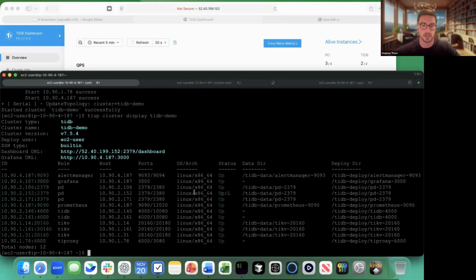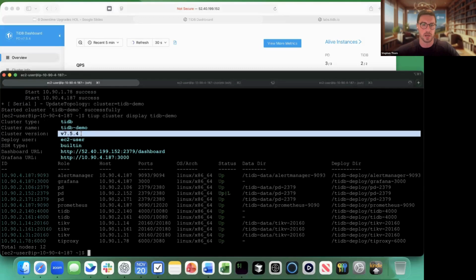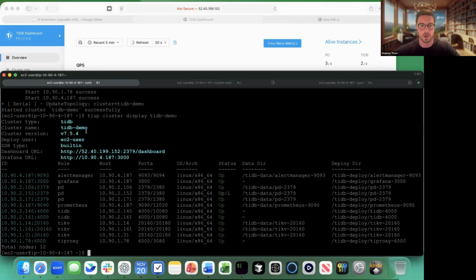Right here is our TiDB cluster. This is a tool called TiUp. It's a command line interface management tool for a TiDB cluster deployed on virtual machines. In here, you can see that we're on TiDB version 7.5.4. We have, I think it's 11 nodes. We have some monitoring components. We have our PD, our TiDB nodes and TiKV nodes, and we have our TiProxy. If you look at the status column here, everything is in an up status. And this L here for the PD node means it's the leader of the PD group.